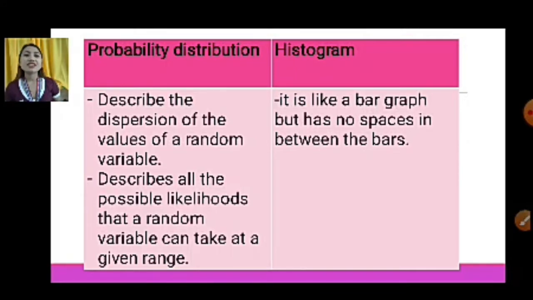It describes the dispersion of values of a random variable. Students, remember the keyword: dispersion of the values. Highlight that one in your notebook. Next, probability distribution describes all the possible likelihoods that a random variable can take at a given range.